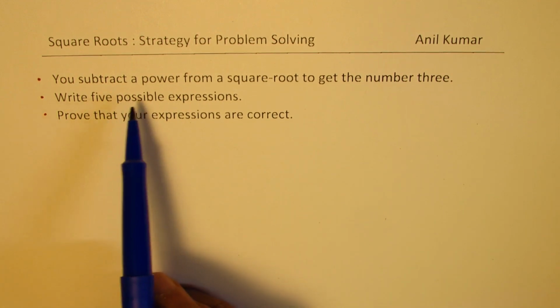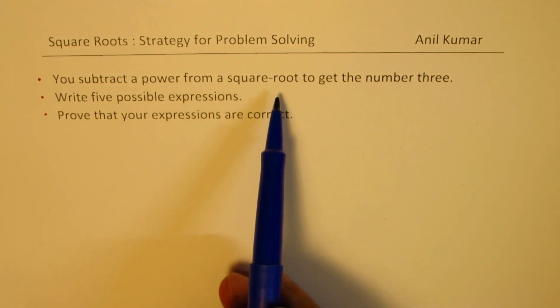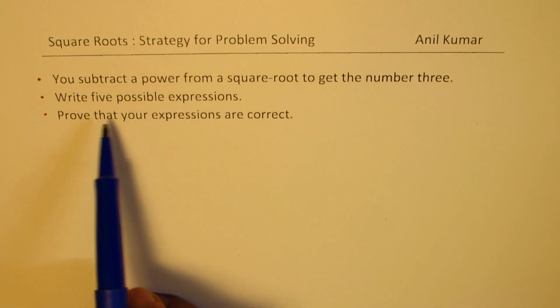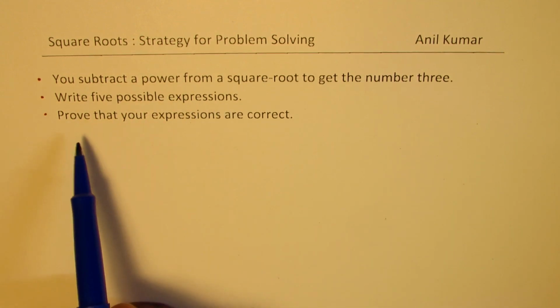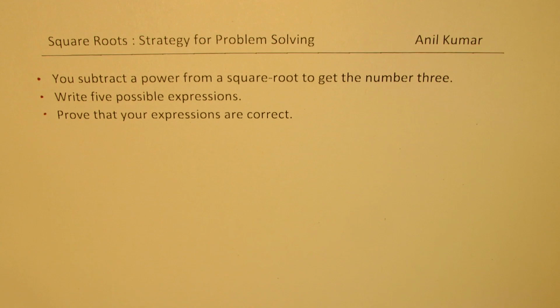The question here relates to squares and square roots. You subtract a power from a square root to get the number 3. Write 5 possible expressions. Prove that your expressions are correct. So that is the exercise you need to do.